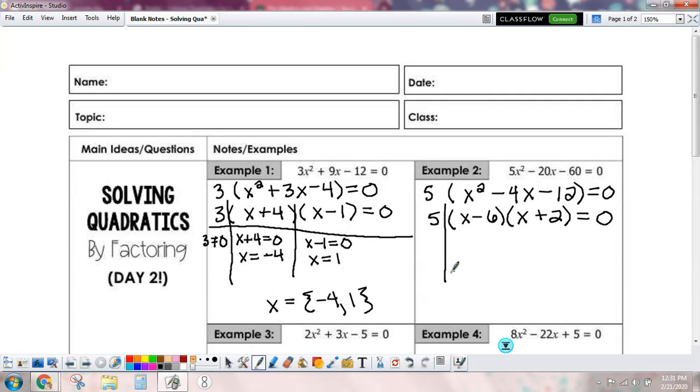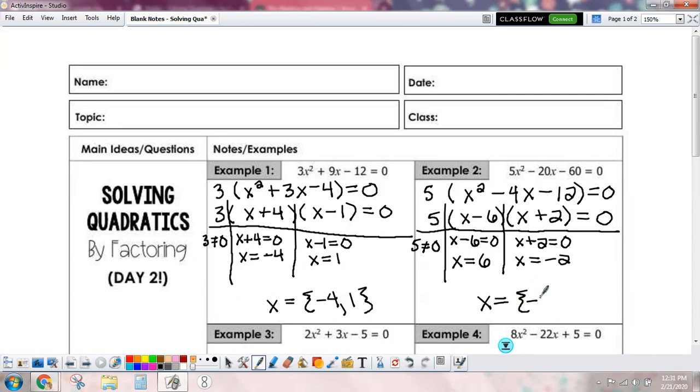Okay, split it up. 5 does not equal 0, so we don't need to worry about that. And then we have our x minus 6 equals 0, x plus 2 equals 0. And we can solve: x is equal to 6, and x is equal to negative 2. And when we write that, we're going to make sure we put the least one first, and then the greatest.